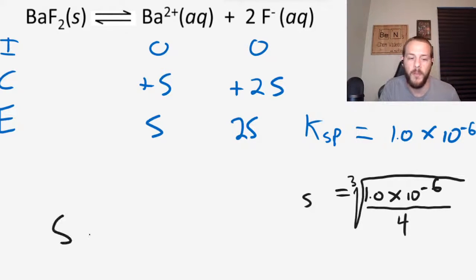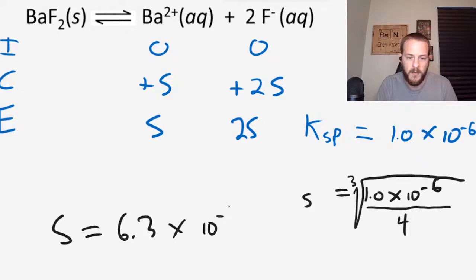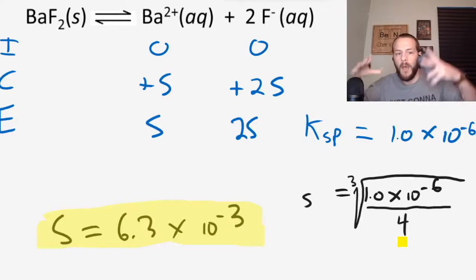So s, which is the molar solubility, is equal to this thing. So let me type that into my calculator real quick. So we have the cube root of 1.0 times 10 to the minus 6 divided by 4. Make sure I have my parentheses right. And I got a value of 6.3 times 10 to the minus 3. That is the molar solubility of barium fluoride.